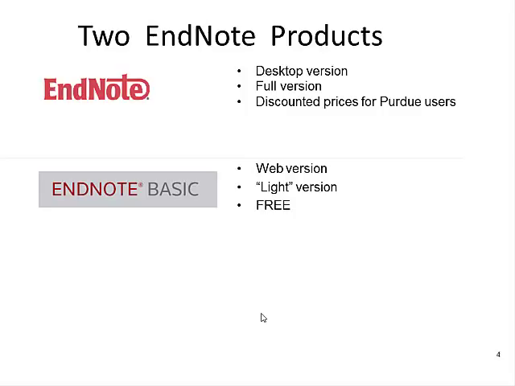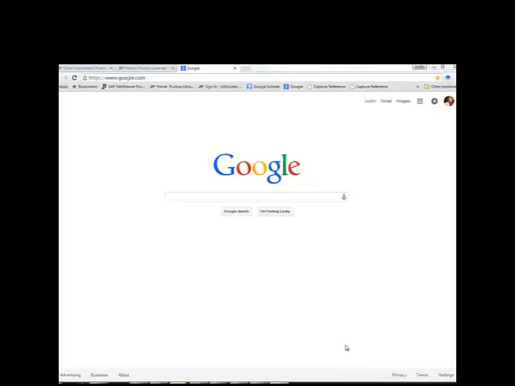There are 2 Endnote products. One is the basic Endnote and the other is the desktop version. The Endnote Basic is the web version. It's a lighter version and it is free to Purdue students. The first step is to get an Endnote account.